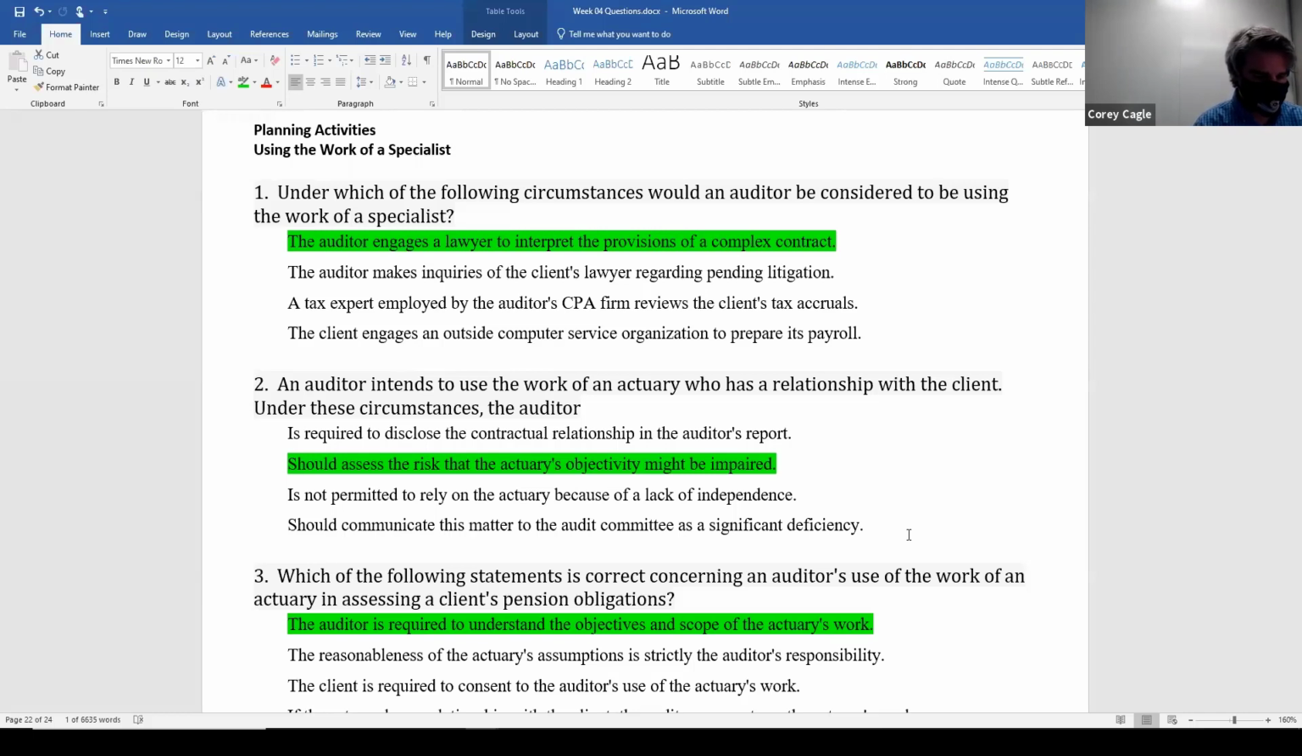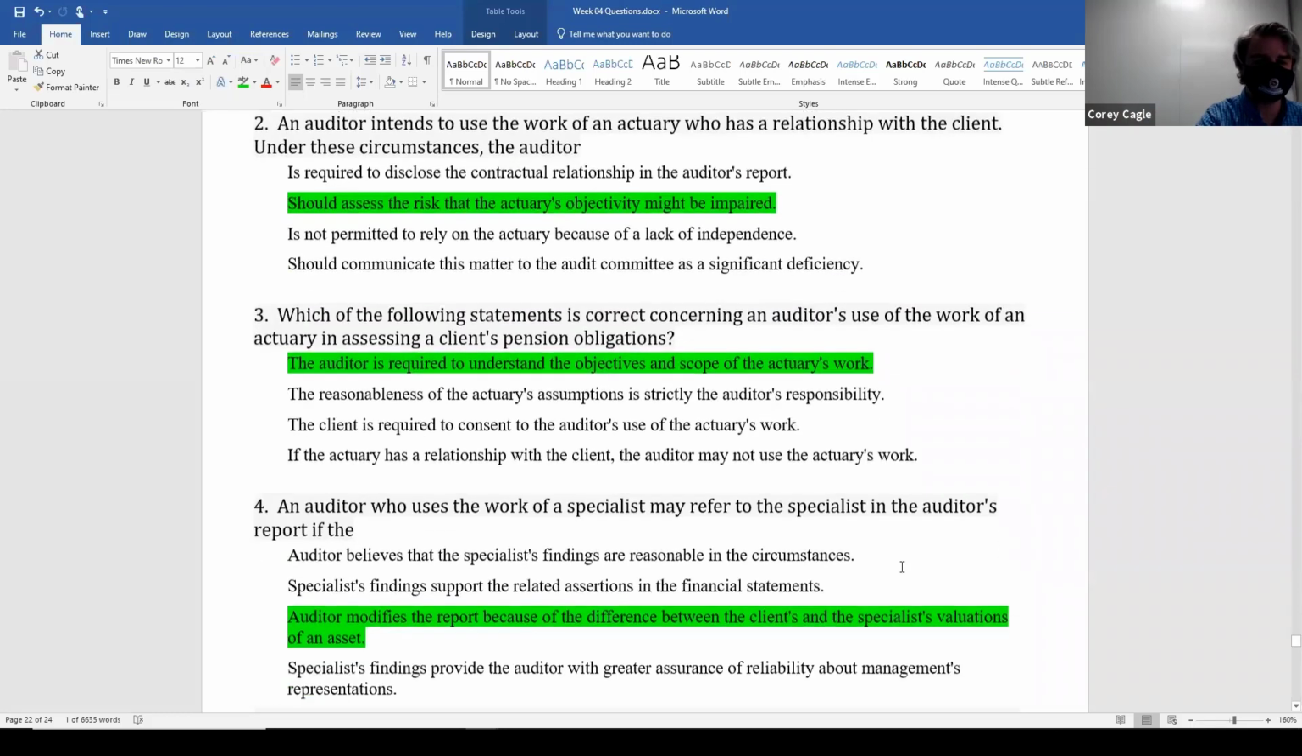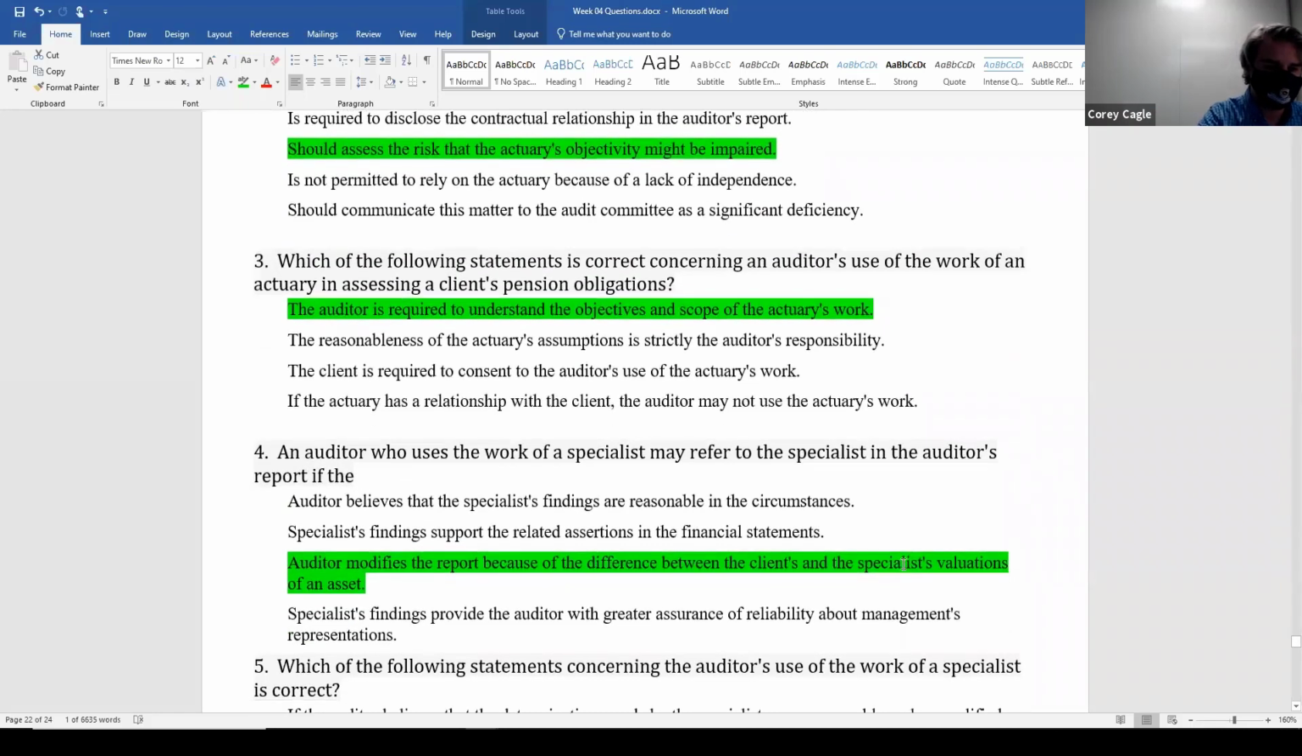So yeah, not an automatic problem. We just need to assess whether it is. So you add that to your notes. 3, which of the following statements is correct concerning an auditor's use of the work of an actuary in assessing pension obligations? Obviously, A, we're required to understand the objectives and scope of their work. We're not going to just blindly trust these people, right? We need to get some understanding.